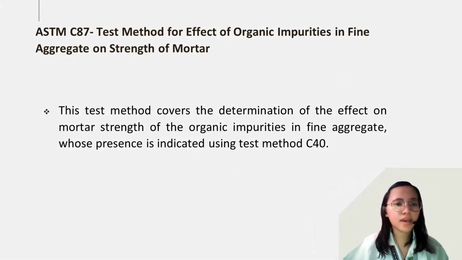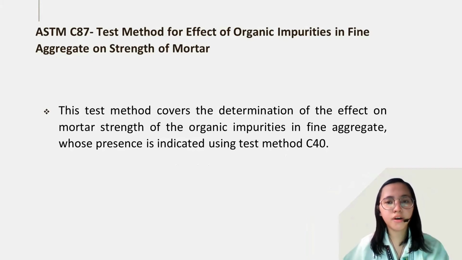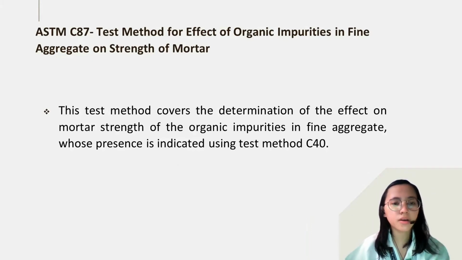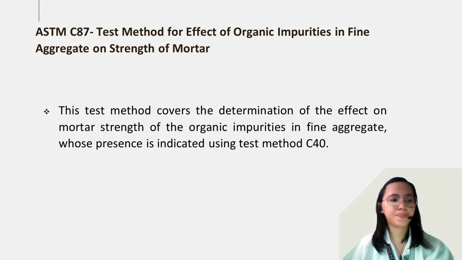Next method is ASTM C87, test method for effect of organic impurities in fine aggregate on strength of mortar. This test method covers the determination of the effect on mortar strength of the organic impurities in fine aggregate whose presence is indicated using test method C40.